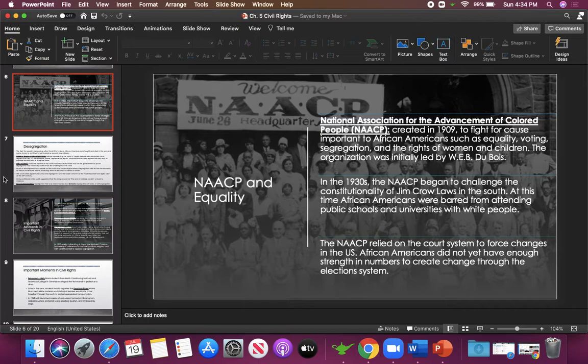They've been there at every step of the civil rights struggle of African Americans and allied with other groups in their push for civil rights as well. In the 1930s, the NAACP starts to use the court system to challenge the constitutionality of Jim Crow laws.